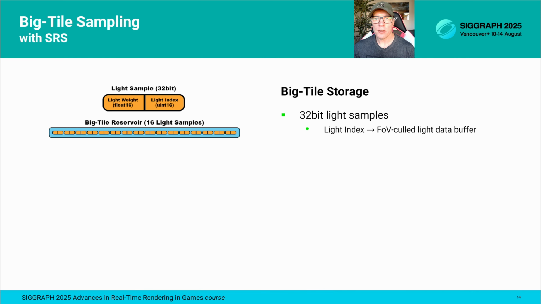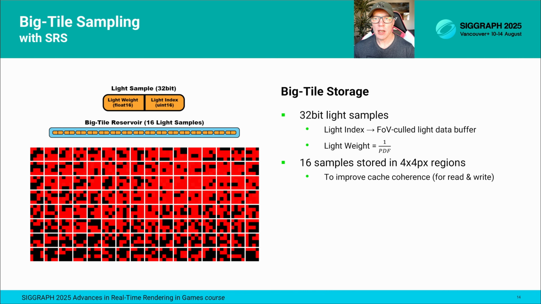The light index refers to the buffer containing the camera FOV colored lights. The light weight is the inverse of the PDF. The reservoir samples are stored in 4x4 pixel regions in the render target for improved cache coherence. For example, a 1080p frame buffer requires a tiny 60x36 pixel render target for the storage.